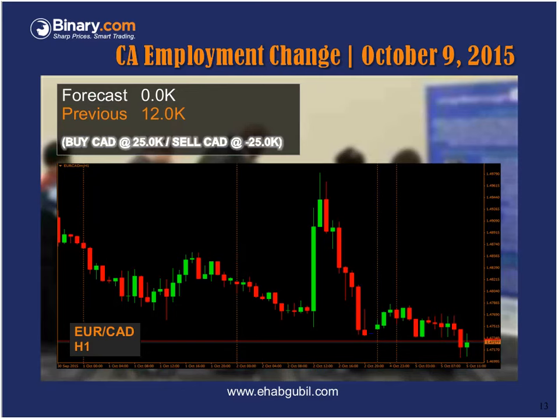In Canada, employment change will be released on October 9 at 1:30 p.m. London time. We will be getting the Canadian employment change release number on Friday, but since it is the only high impact release during this Friday, we should see plenty of actions and volatility. It's forecasted at 0, previously 12,000. And the Canadian unemployment rate forecasted at 7%, previously the same 7%.